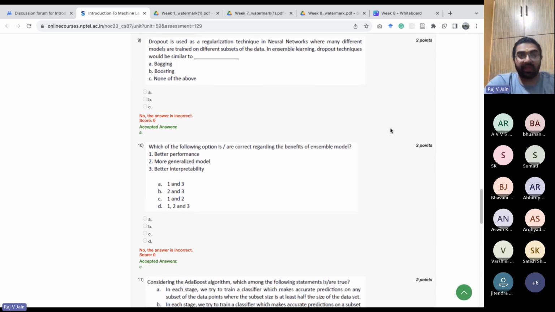Okay. Dropout is a technique in neural networks where many different models are trained on different subsets of data. In ensemble learning, dropout techniques would be similar to bagging. I hope all this is fine.